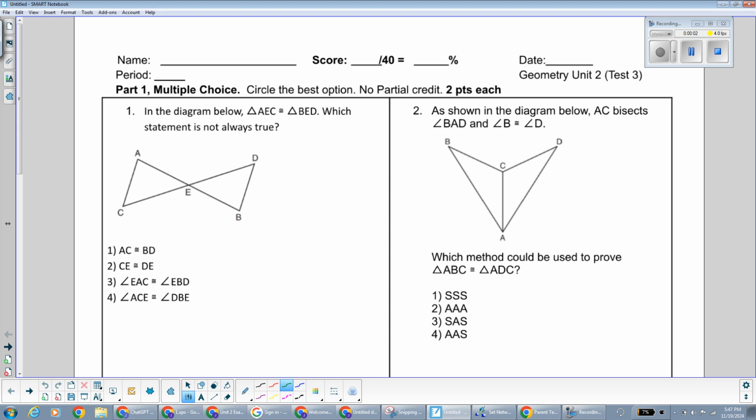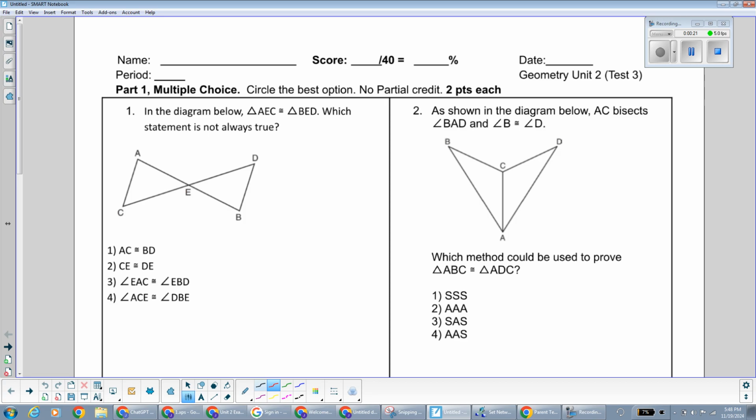Question number one, we know that the two triangles are congruent to each other. So basically, due to CPCTC, all of the corresponding sides and angles are going to be congruent. So if we're looking for which statement is not always true, we're looking for what parts do not correspond.